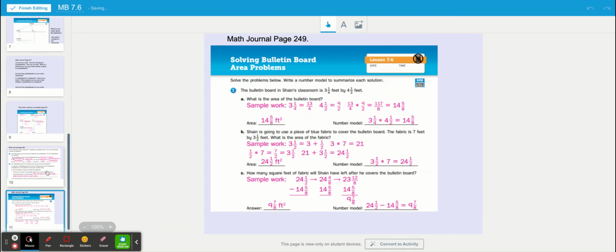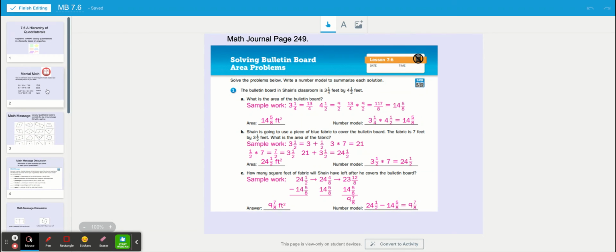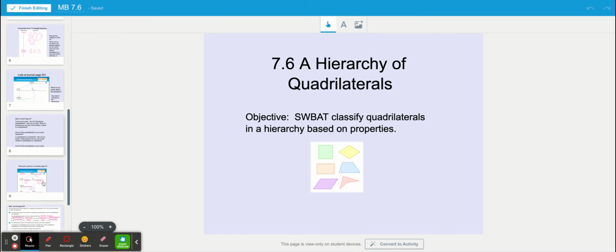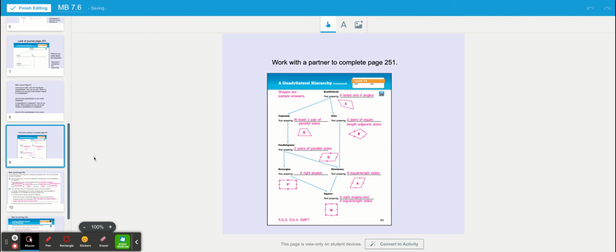Notice we went backwards. So my main goal today, though, was talking about that hierarchy. And I want you to really focus in on this slide here, page 251, noticing what the properties are and how they fit. The square is a rhombus, which is a kite, which is a quadrilateral. Kites, not all kites are rhombus, though. This one right here, B, is not a rhombus.